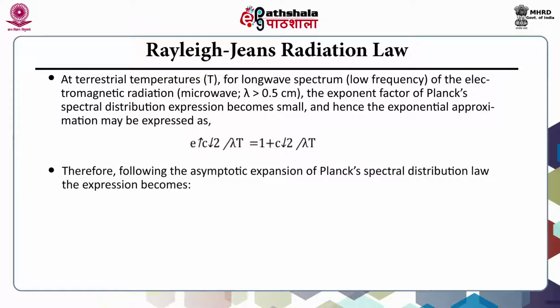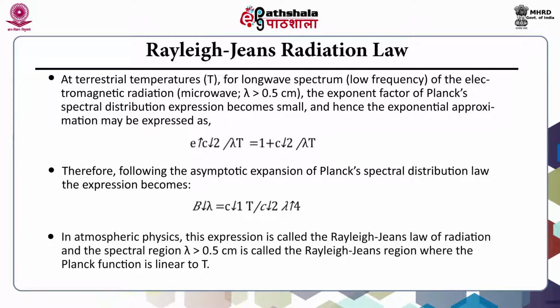Therefore, following the asymptotic expansion of Planck's spectral distribution law, the expression becomes B lambda is equal to C1 T by C2 lambda to the power 4. In atmospheric physics, this expression is called the Rayleigh-Jeans law of radiation, and the spectral region where lambda is greater than 0.5 centimeter is called the Rayleigh-Jeans region, where the Planck function is linear to the temperature T.